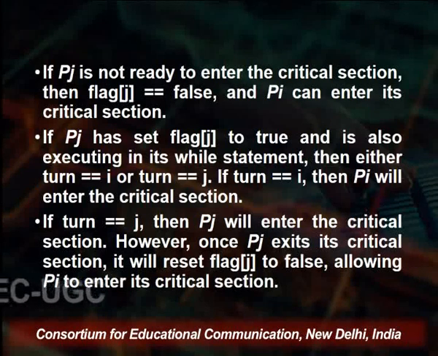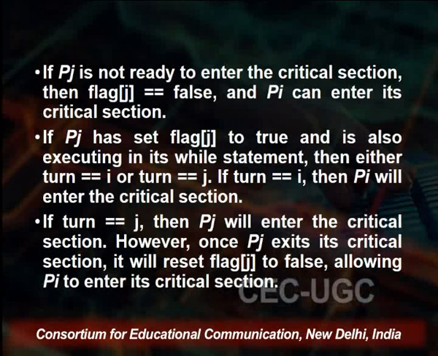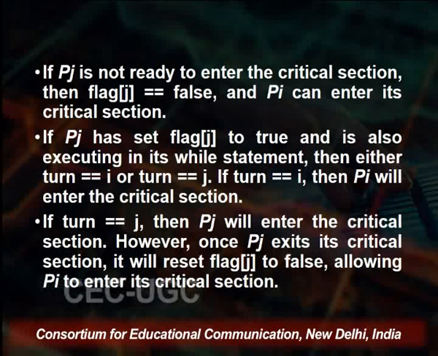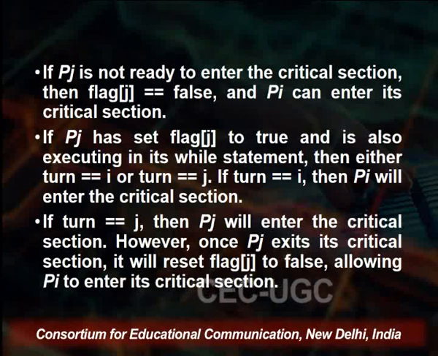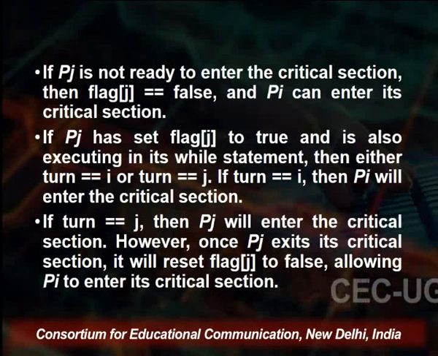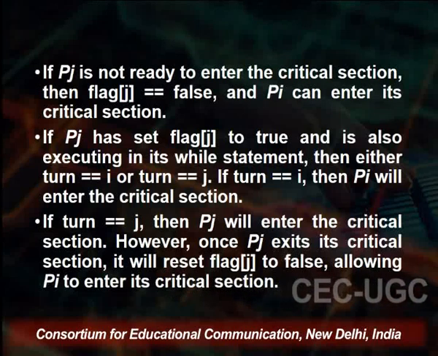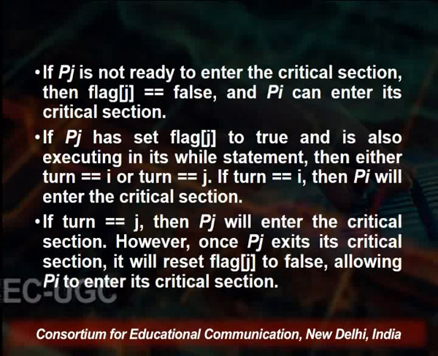However, once Pj exits its critical section, it will reset the flag j to false, because having completed executing its critical section, it is no more ready, and therefore it will allow Pi to enter its critical section. So what we are seeing is that the processes are taking turns, that is, one process cannot hold the execution for a longer period of time, and they constantly keep switching between each other.